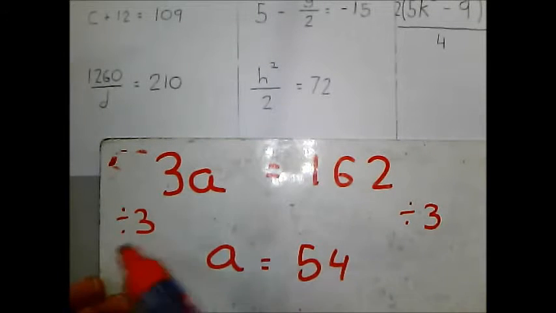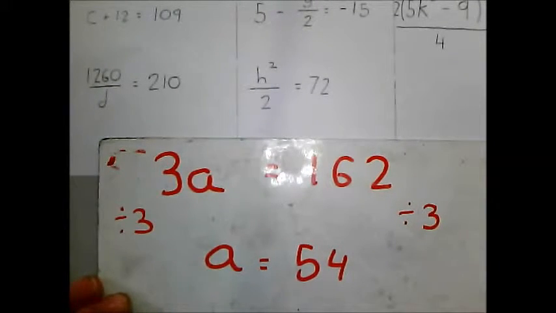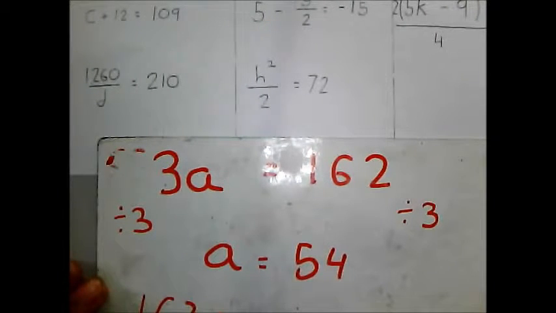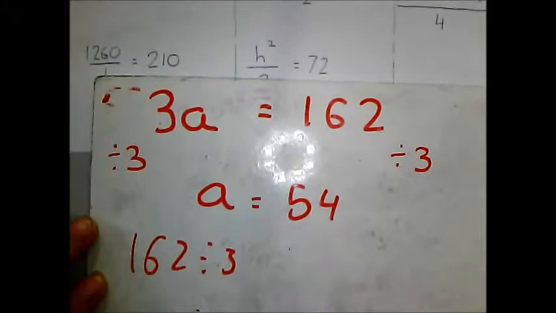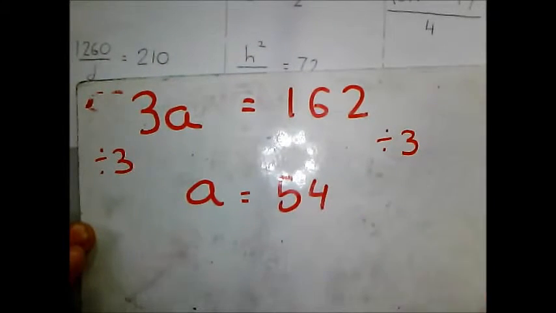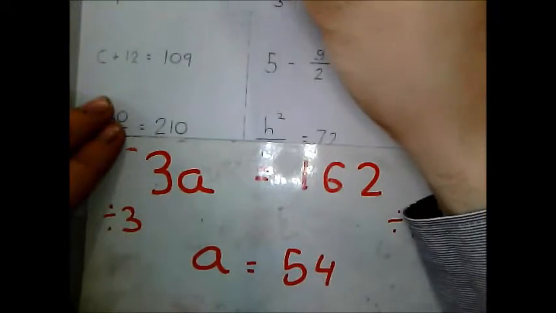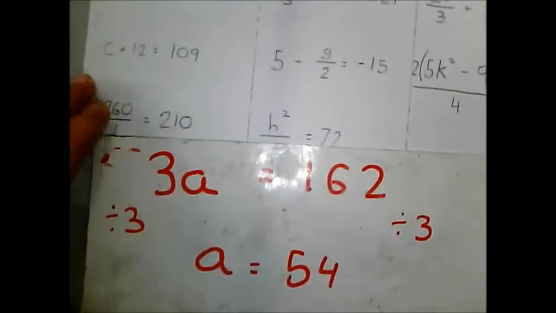Okay, please show your workings out of what you're doing to both sides. You don't really need to write 162 divided by 3, it's not necessary. It's implied by doing this. Okay? So 54 is our answer for the first one.